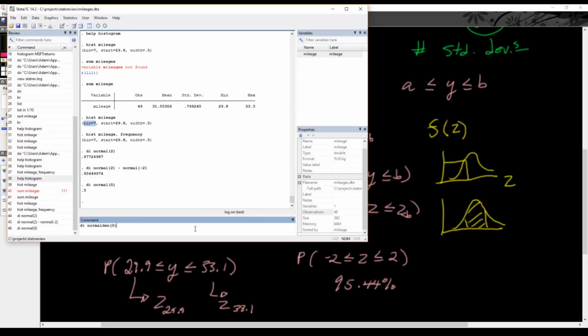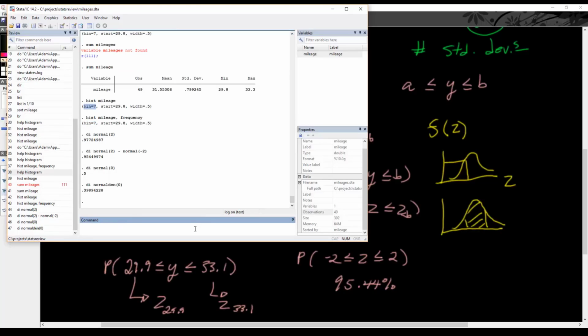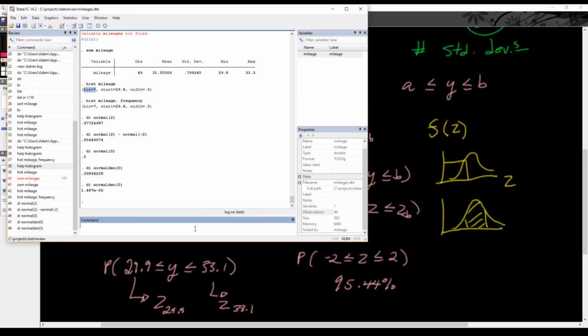We normalize it, and now that average maps to a normalized value equal to 0. What is the relative probability of getting that value? Well, it's 39.89%. What is the probability of seeing a variable that is 5 times larger than, or 5 standard deviations past, the mean?